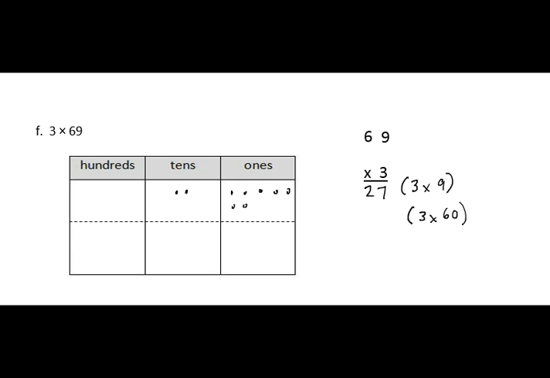Well, 3 times 6 is 18, so 3 times 60 is 180. If I show that on the place value chart, I have 100, 8 tens to show 180. Now when I add those, I get 7 ones, 2 tens, and 8 tens is 10 tens. So I'm going to carry my 1 for a final answer of 207.